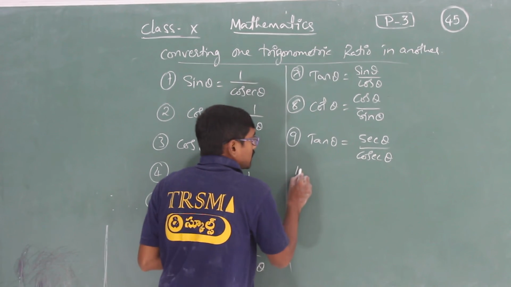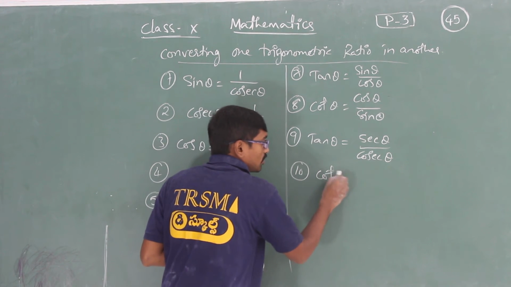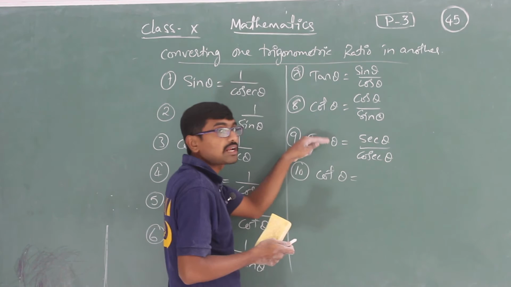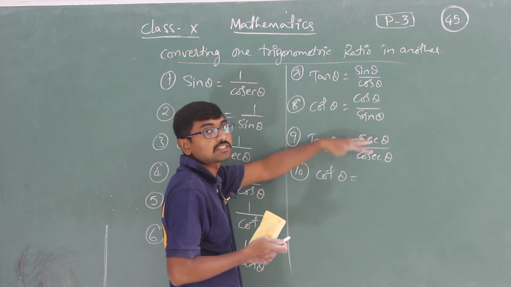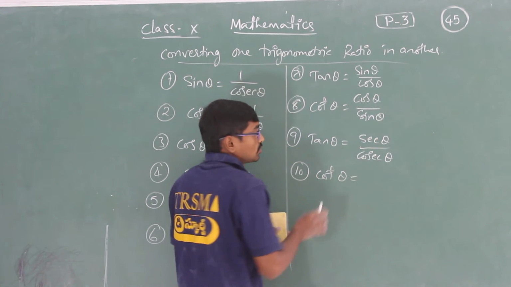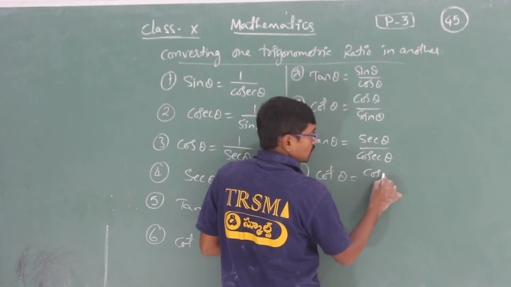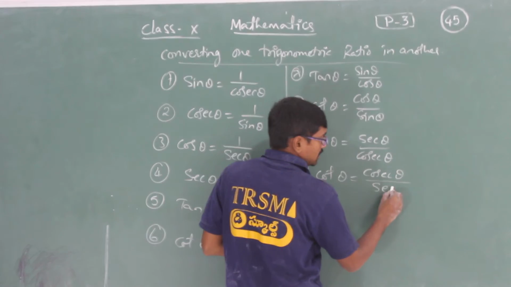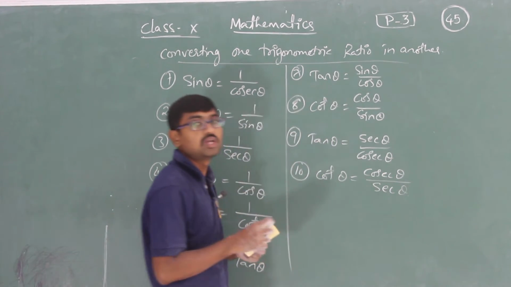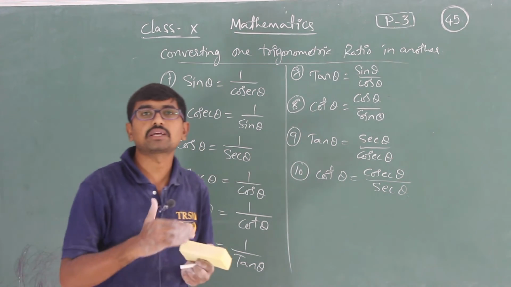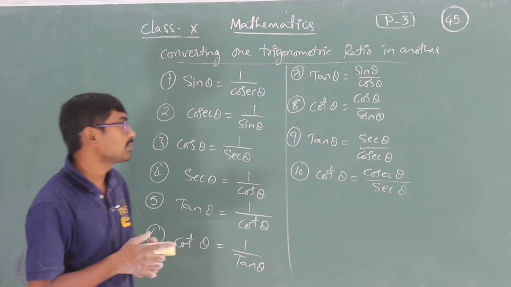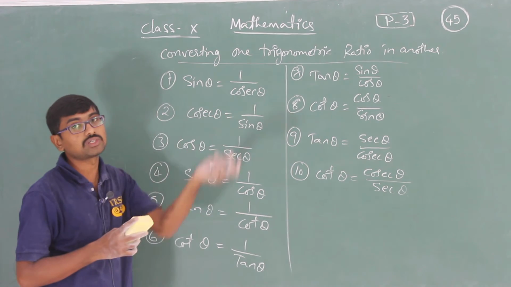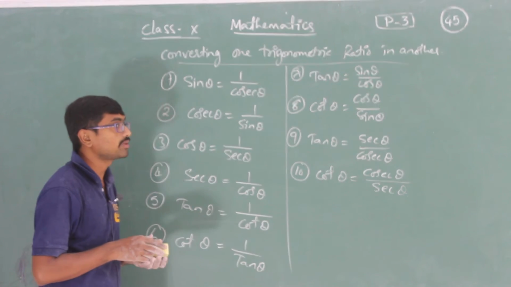Okay. Similarly 10th one, cot, as we all know, cot is the reciprocal of tan. So whatever we are writing for tan, we'll just reciprocal it and we'll write to cot. So cot can be written as cosecant theta divided by secant theta. So this is how we will convert one trigonometric ratio into another trigonometric ratio. Hope you all understood. Okay, this is the conversion of one trigonometric ratio into another trigonometric ratio.